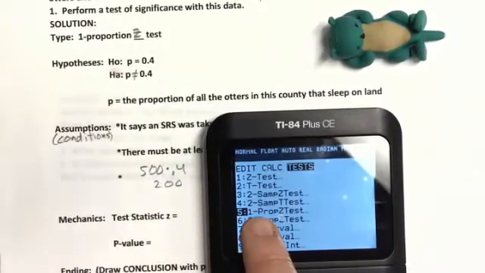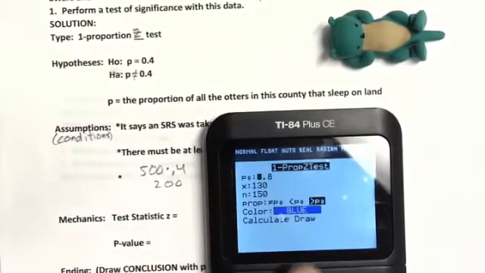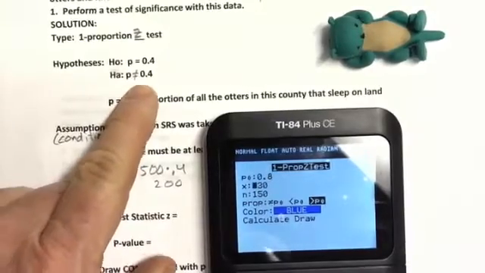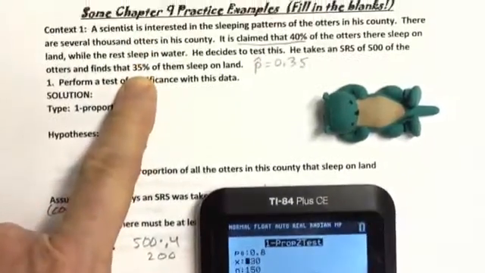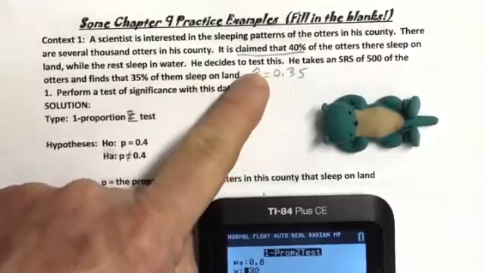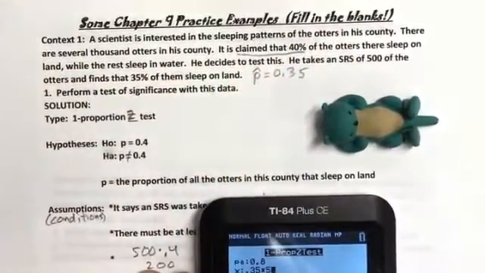This chapter is all about option 5 and option 6. So, one proportion z-test, there's the name of our inference, by the way, the type of inference. Our null hypothesis value is 0.8, so we have 0.8 there. The number of successes, now it doesn't give us that. Don't put 35% or 0.35 there. It's 0.35 times 500.